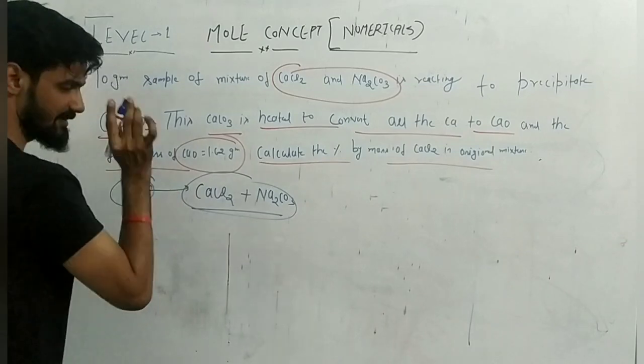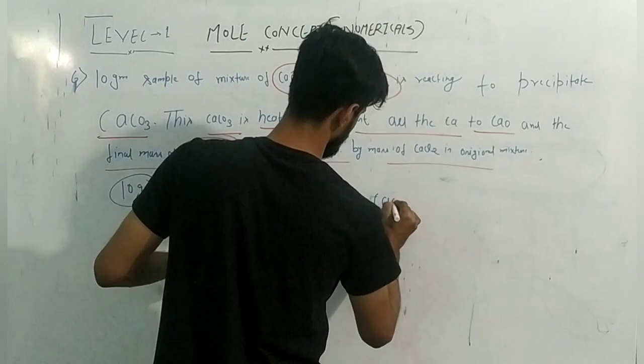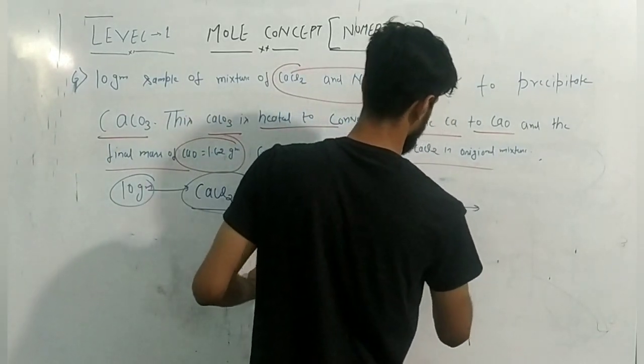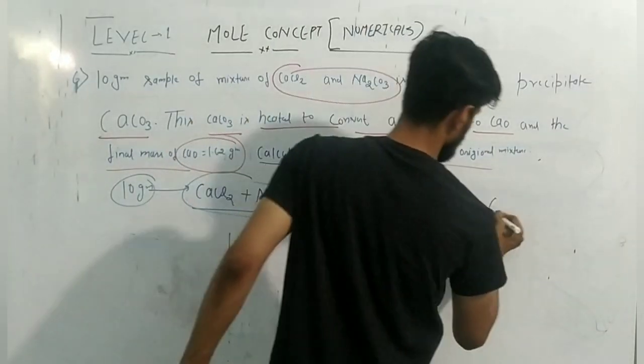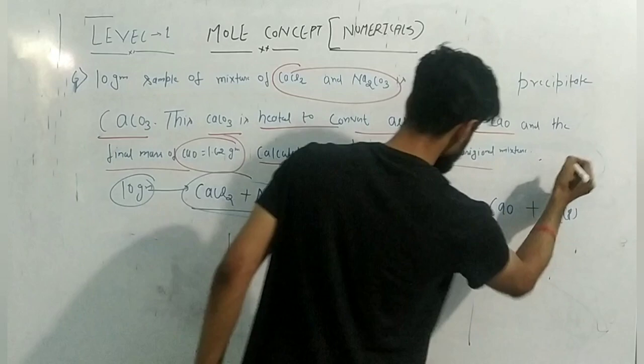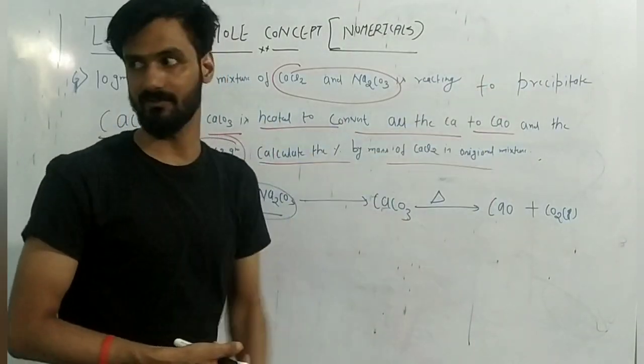10 gram of the sample is given. This is reacting and producing CaCO3, and after production of CaCO3, this is heated and produces CaO plus CO2 gas. You will see these types of reactions if you study these types of statements in the question.